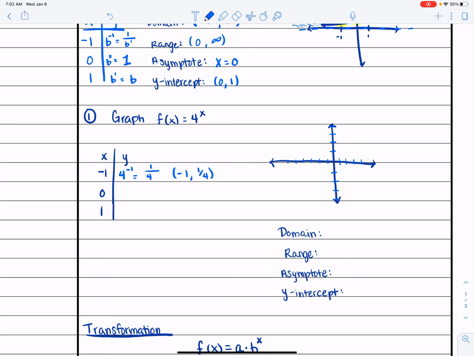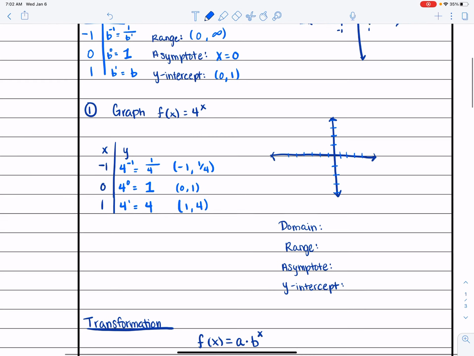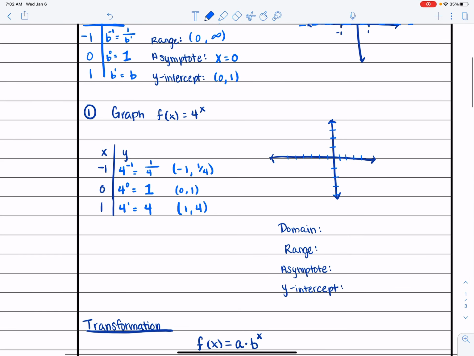Okay? If x is 0, anything to the 0 power equals the whole number 1. So my next point is 0, 1. If x is 1, then 4 to the 1 is just 4. So I have an ordered pair of 1, 4. Okay? Now, I need you to see what happens when we go negative. So if I plot these points, I have -1, 1/4. That's somewhere around there. 0, 1.